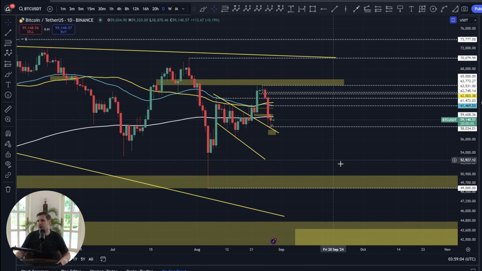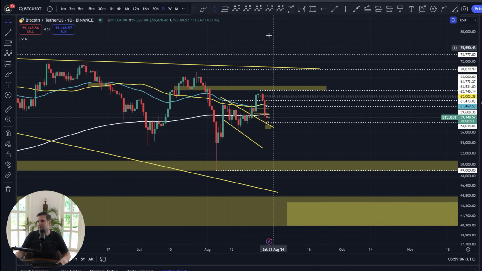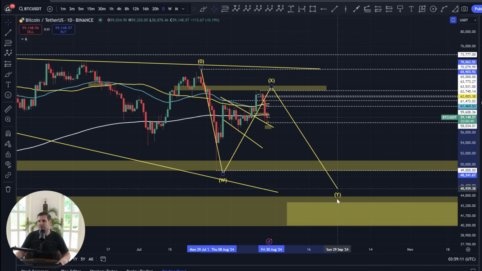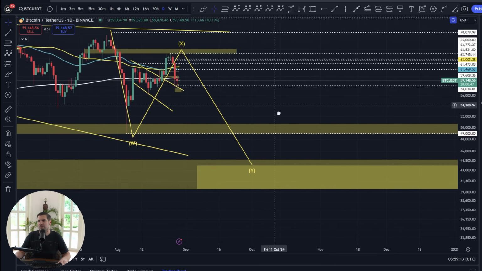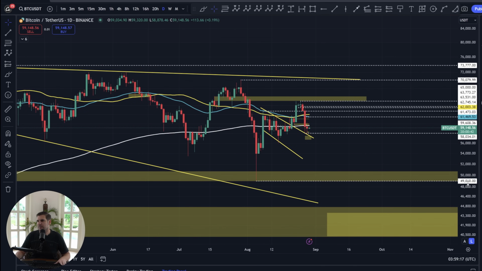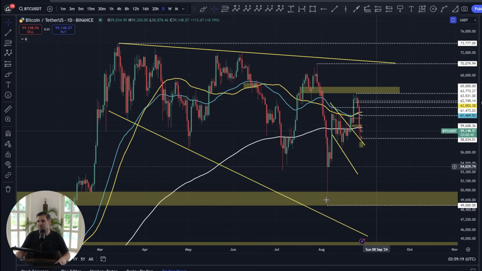All of this is a part of a much bigger play though, guys. If you zoom out of this, you can start to really map in all of these structures that we're talking about and how we get down to that $44,000. Again, this is still subject to change, but this is something that we've been talking about and mapping for quite some time on Bitcoin. And it's good to see that things are playing out slowly, but they're playing out as expected for the most part.